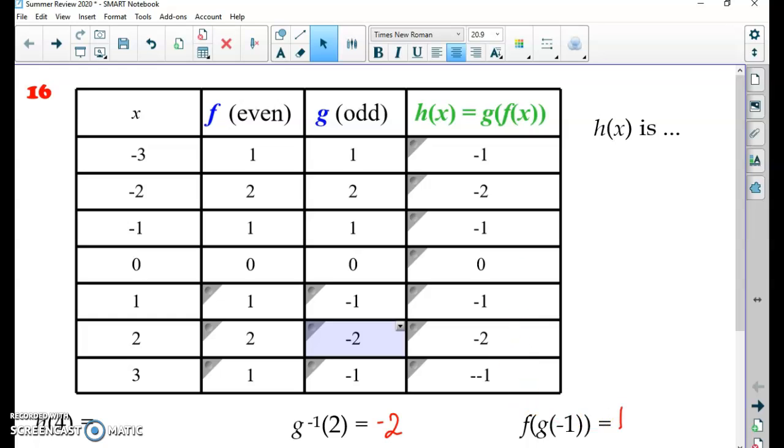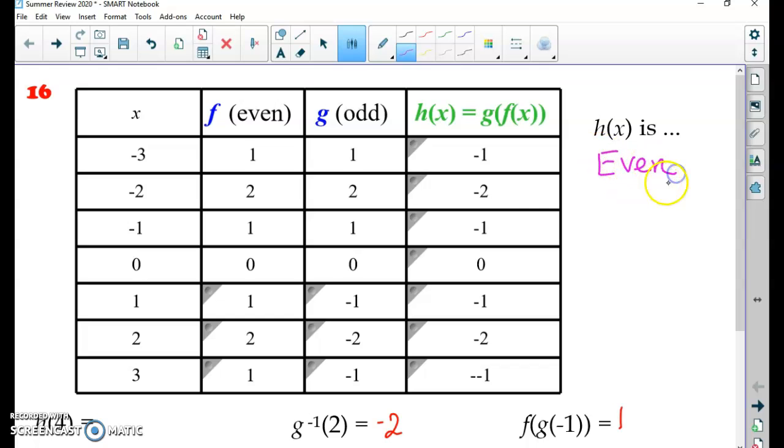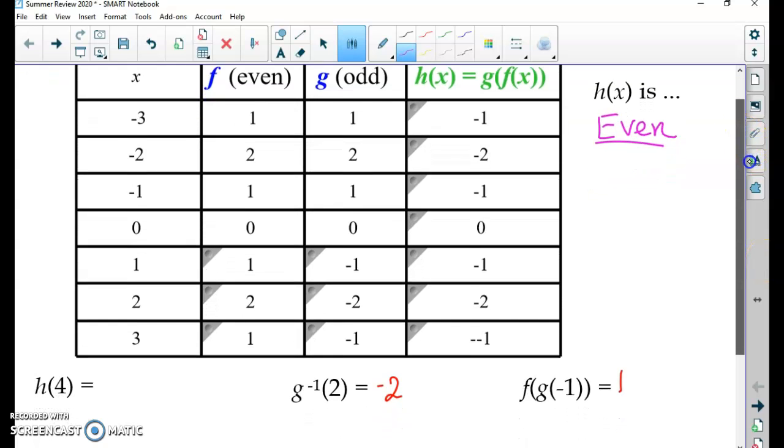When we look at that, the final question is what can we determine about function h? If you look closely at just the h column, you'll see that there's that symmetry over the y-axis again. So that means that h is an even function. There were a couple of follow-up questions to that.